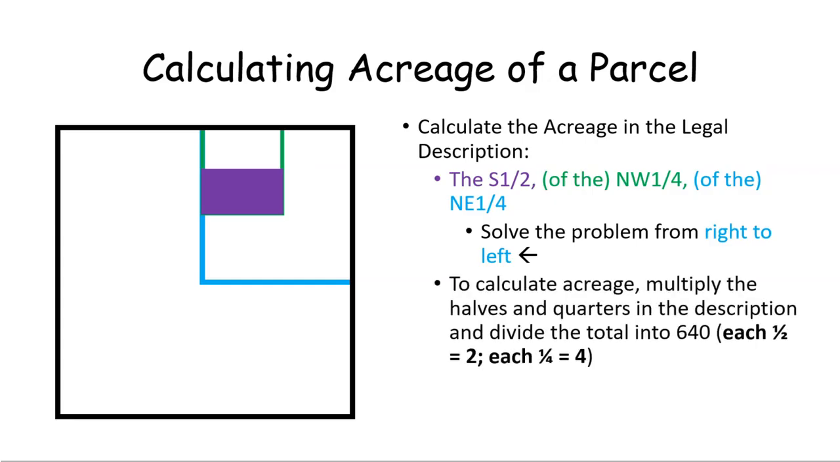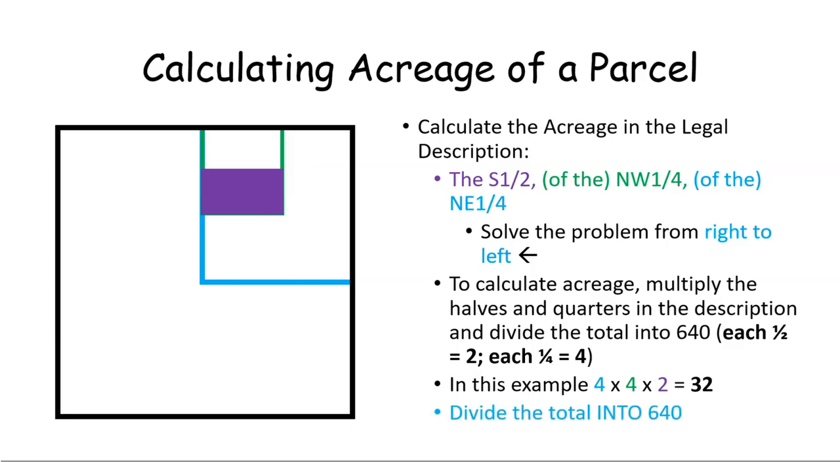Now, how do you calculate that though? Well, we're going to multiply the halves and the quarters in the description, and then we're going to divide the total into 640. So for every 1/2, that's going to be 2. If you see a quarter, that's going to be 4. So in this description, we take the denominators, which was 4 times 4 times 2, and that gives us 32. We divide that into 640, and we come up with a total of 20 acres.